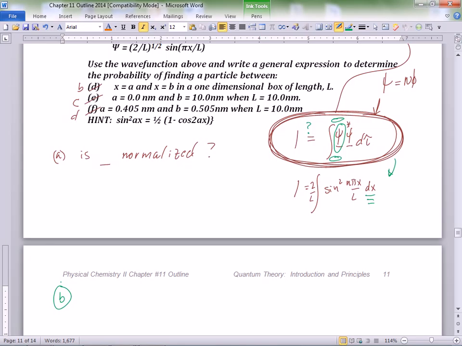What's the general expression that I'm trying to get you to write at the very beginning for something like part B? The 1 equals the same expression, except we're going to change one thing. The 0 to L is not going to be it. We're going to change these limits, but we're also going to get rid of the 1 and just write the word probability, because if you get 1, that means 100%. And since it's still one dimension, the d tau is going to be dx.